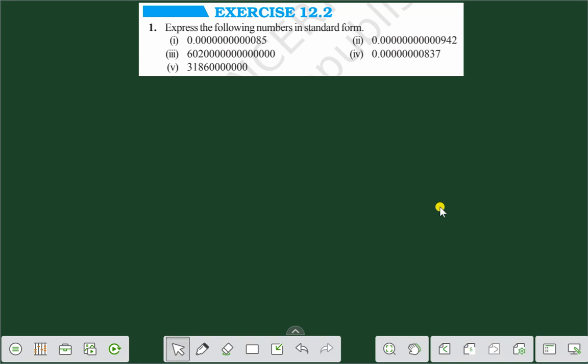Hello everyone. Today I'll discuss exercise 12.2 question number 1. Express the following numbers in standard form. Let us check. Let us write in standard form.